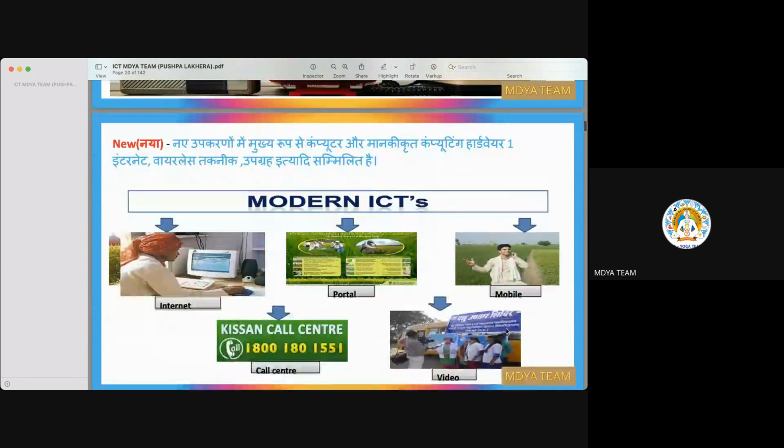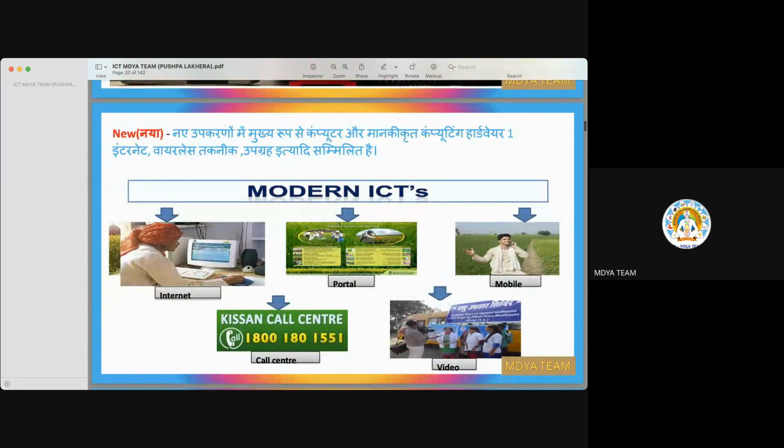And the new one, modern ICT: they are mobile phones, portals, computers, laptops, and also video, call centers. All these are modern ICT.